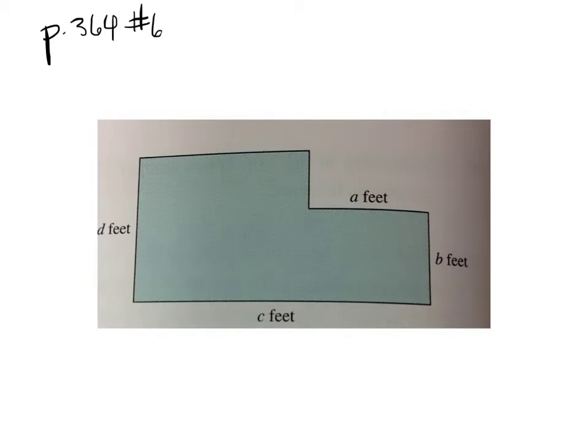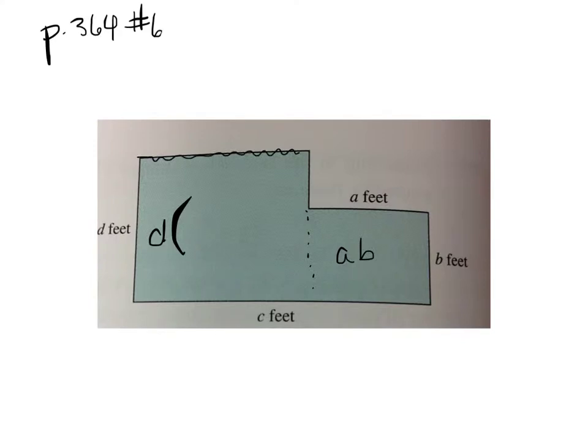Page 364, number 6. Here's the second way. One person divided these into two rectangles. The right-hand rectangle would be A times B, for length times width, and the left-hand rectangle would be D times this side.